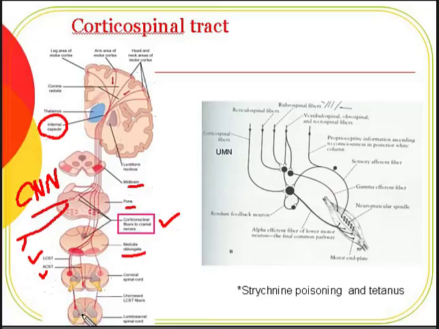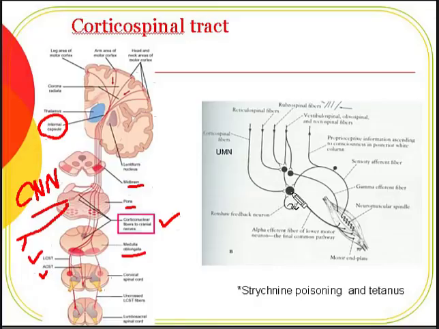When you look at the spinal cord, you'll notice the lateral corticospinal present in the lateral funiculus. That's why it's called the lateral corticospinal. And the anterior corticospinal is present in the anterior funiculus. That's why it's called the anterior corticospinal fiber. And here, this is showing you the anterior horn cell.